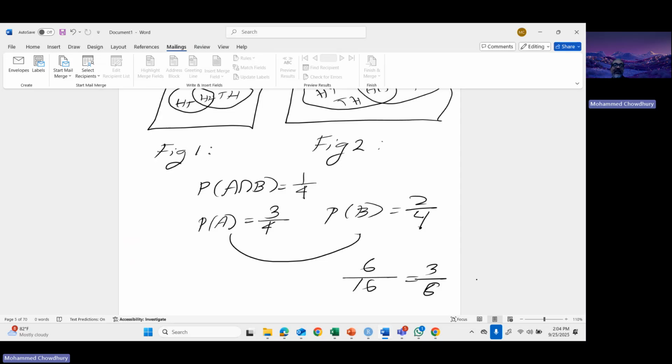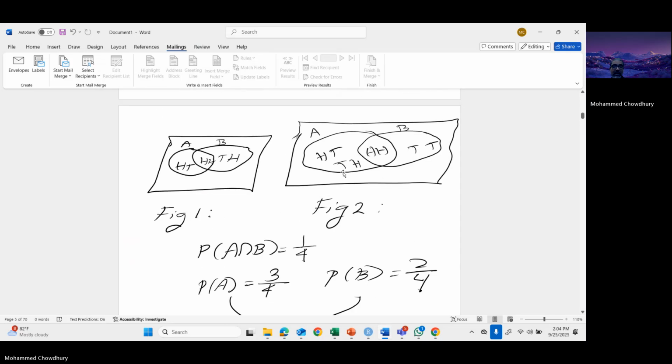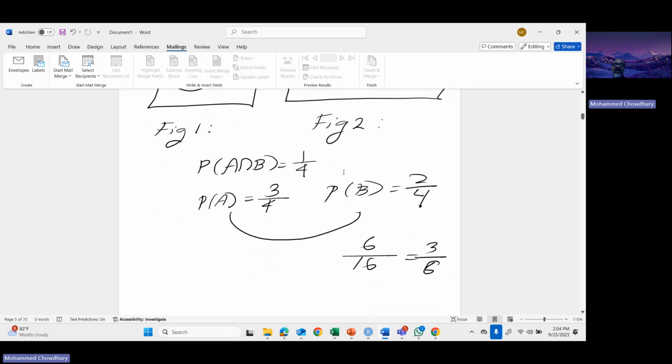This is the second figure. The probability of A equals 3 over 4, because A has 3 elements. B has 2 elements, so 2 over 4. The multiplication of them gives you 6 over 16, which is 3 over 8. 3 over 8 is not equal to 1 over 4. Are you understanding? 3 over 8 is not equal to 1 over 4.